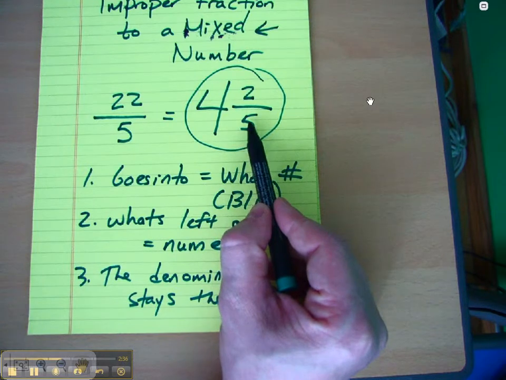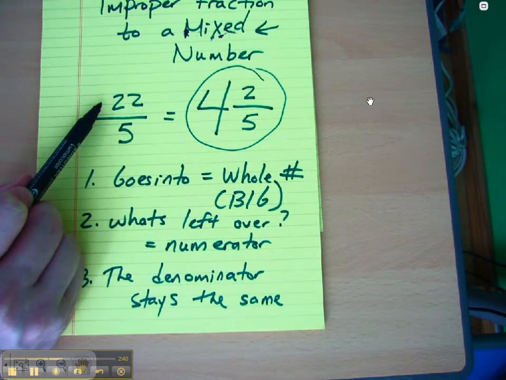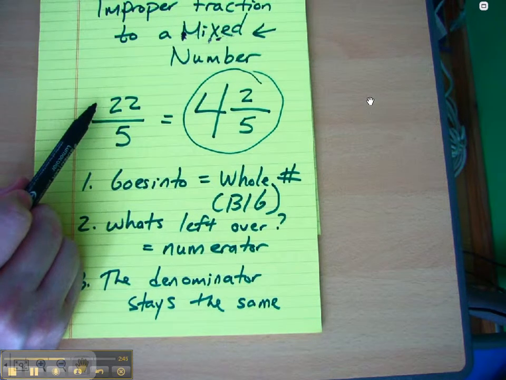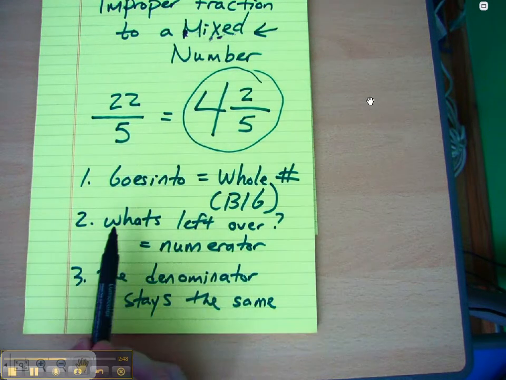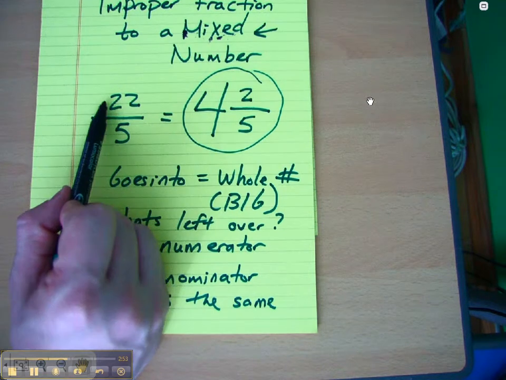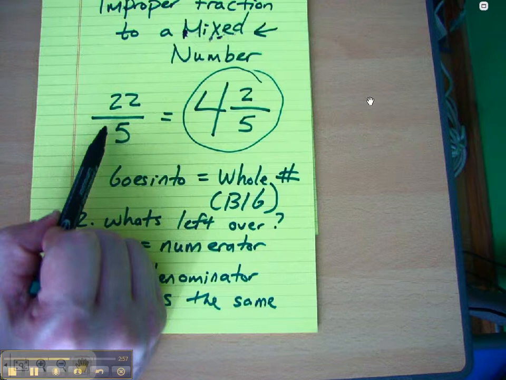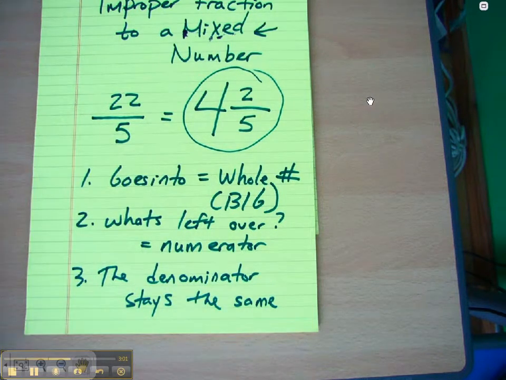Okay? So again, step number 1, how many times does 5 go into 22? Well, it goes in 4 times. Not exactly 4 times, but that's about as close as it can get. 4. That becomes our whole number. What is left over, which in this case is 2, because 22 and 20 are about 2 apart. So what's left over becomes our numerator, and the denominator is the same as our improper fraction. And that's basically all there is to changing an improper fraction to a mixed number.